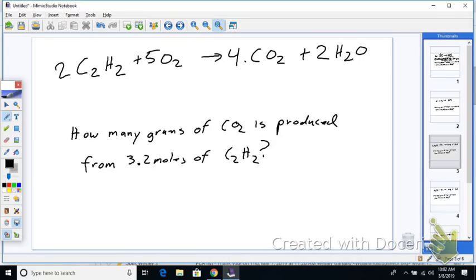Okay, I will give you the grams of CO2 molar mass so you don't have to figure it out. It's 44 grams per mole. So 44 grams per mole is the molar weight of CO2. See if you can figure out the answer.